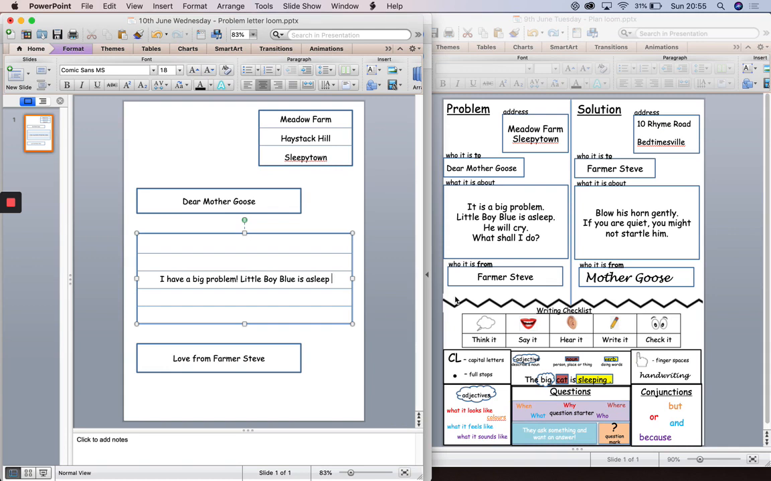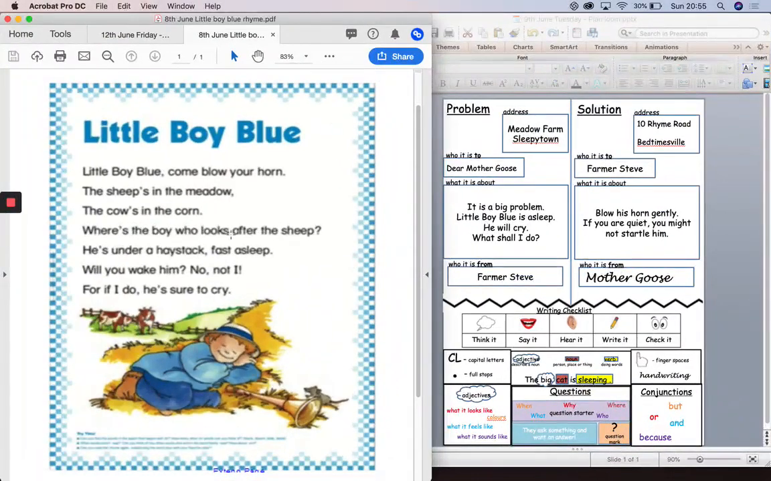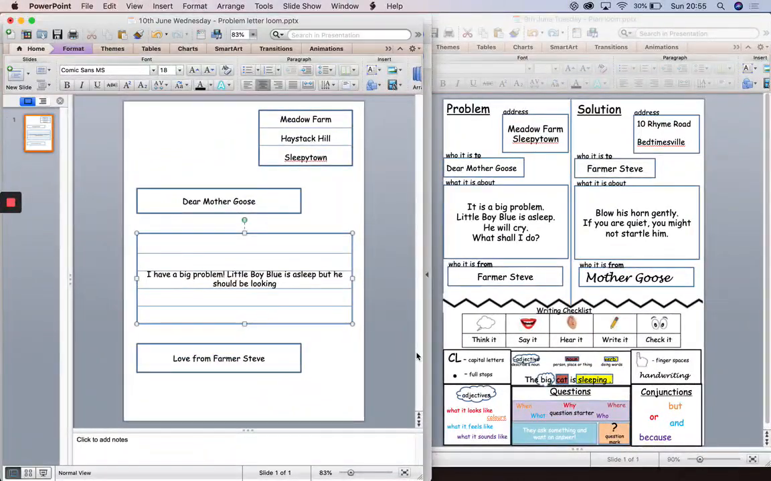asleep, but he should be looking, I'm going to go back to my poem, looking after the sheep. And again, after the sheep. Sheep. I have a big problem. Little Boy Blue is asleep, but he should be looking after the sheep.